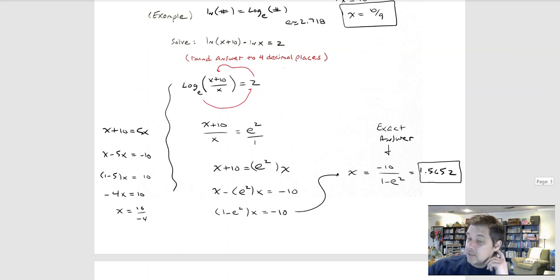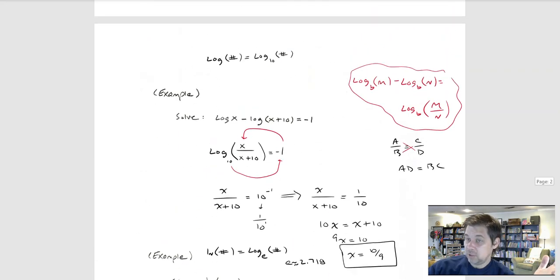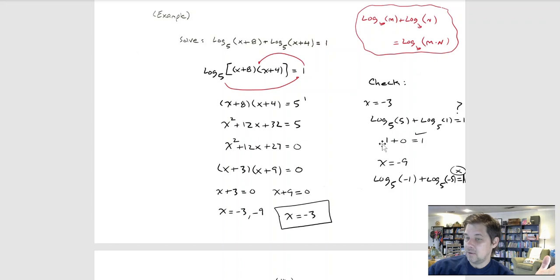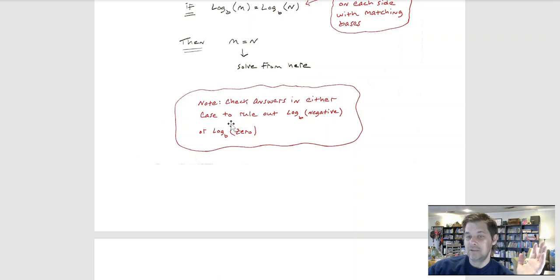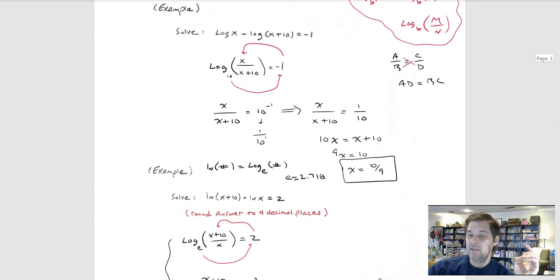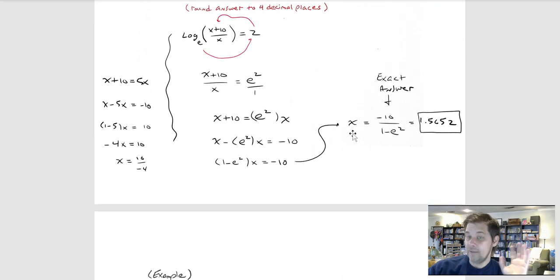If you want to plug it in and check it all the way to the very end, then you can do that. But at the bare minimum, you need to check to rule out that you don't have a negative or 0 in the logarithm. And in this case, we don't, and everything is okay.